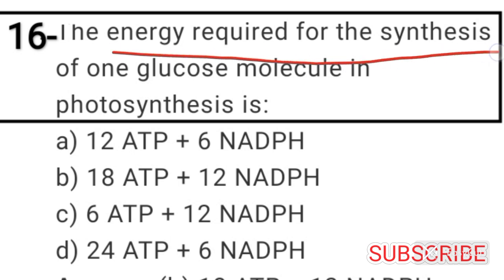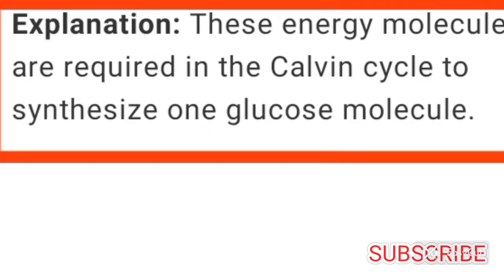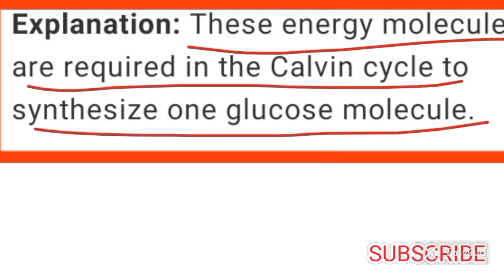The energy required for the synthesis of one glucose molecule in photosynthesis is, answer is option 18 ATP plus 12 NADPH. These energy molecules are required in the Calvin cycle to synthesize one glucose molecule.